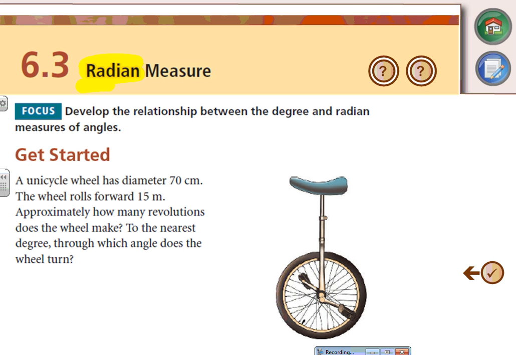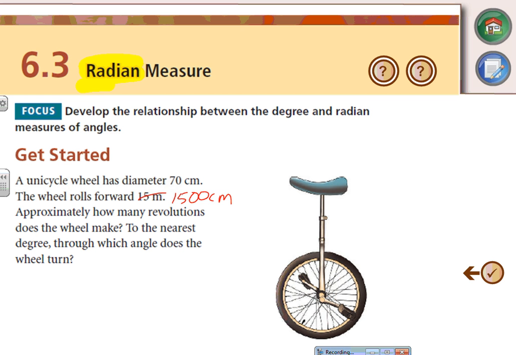A unicycle wheel has a diameter of 70 centimeters, and it rolls 15 meters. Well, wait a minute. First, before we can even start, we need to get everything into the same units. So let's change 15 meters into 1,500 centimeters. Approximately how many revolutions does the wheel make?